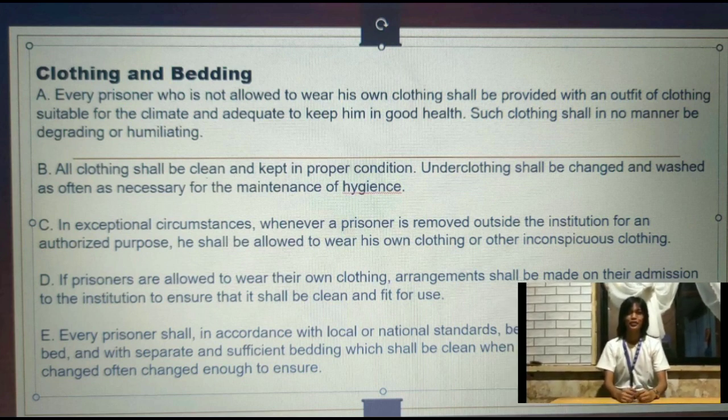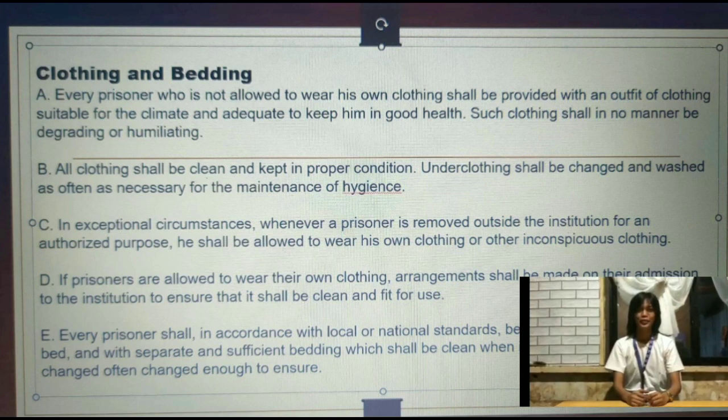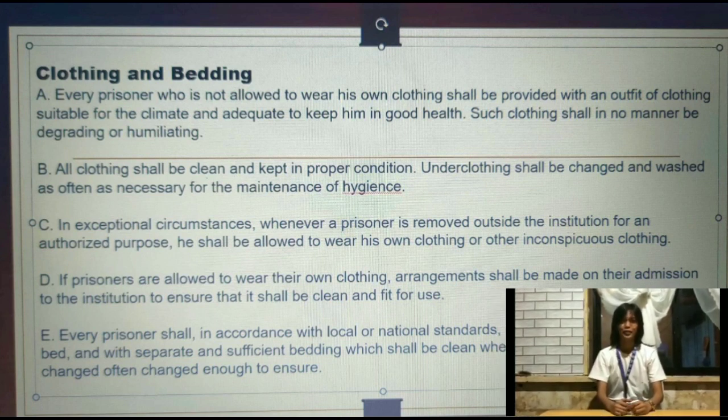C. In exceptional circumstances, whenever a prisoner is removed outside an institution for an authorized purpose, he shall be allowed to wear his own clothing or other inconspicuous clothing. In instances where a prisoner is removed from prison for authorized purposes, he or she is allowed to use his or her own clothing or be clothed in a way that he or she isn't necessarily identified as a prisoner.